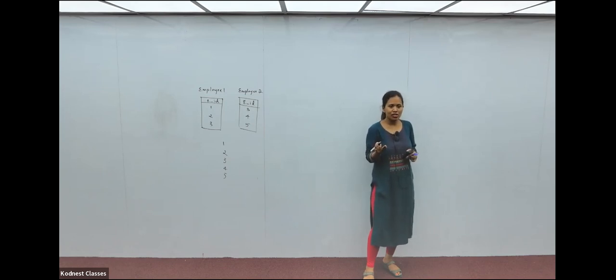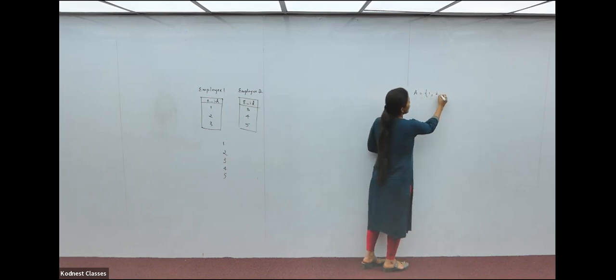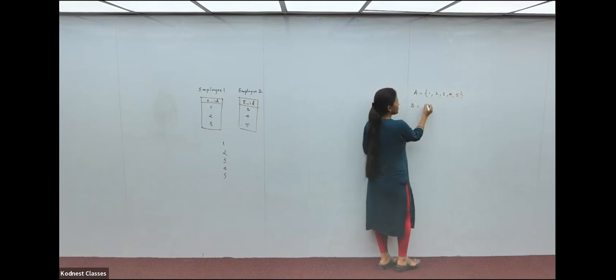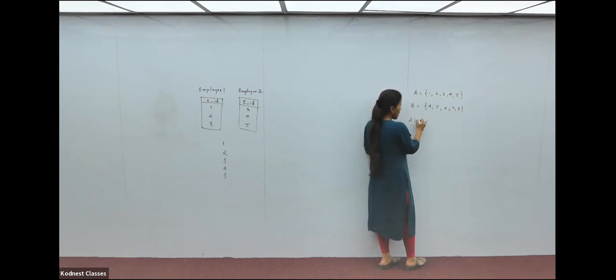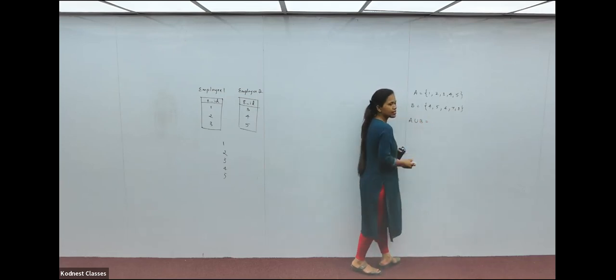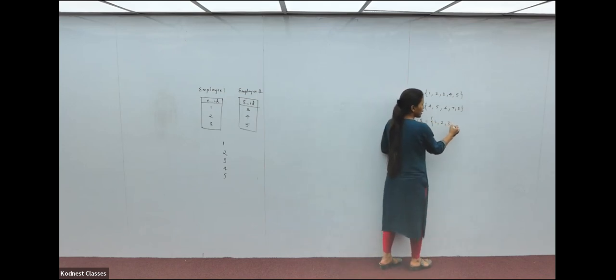Union, intersection, minus. Heard about this? Yes. So assume that I have one set like this: 1, 2, 3, 4, 5. I have one more set: 4, 5, 6, 7, 8. If I perform A union B, this is how you represent it. What will be the output of this? You will have 1, 2, 3, 4, 5. Union of both it will do.